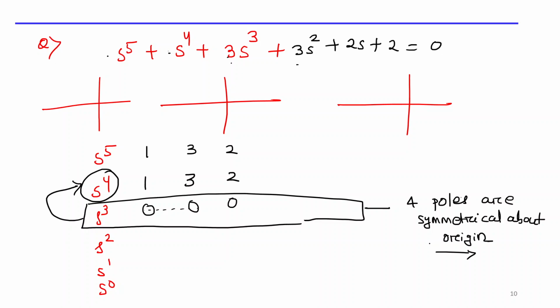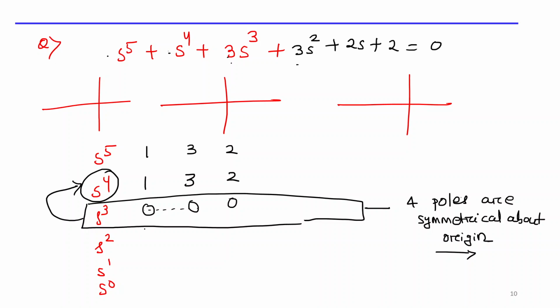So that is the definition I gave you. If one row of 0 occurs, which row is 0 here? The s^3 row is 0. So above that, the fourth row, s^4, it means 4 poles are symmetrical about origin. Remember this line: when one row of 0 occurs, the poles will be symmetrical about origin. Don't think about marginal stable. Just remember that the poles are symmetrical about origin.